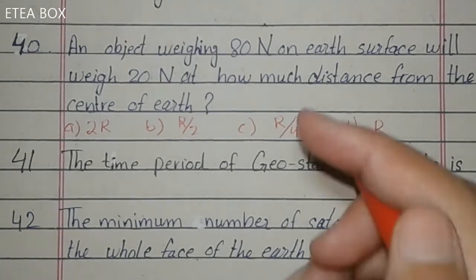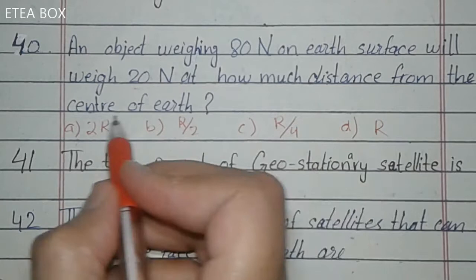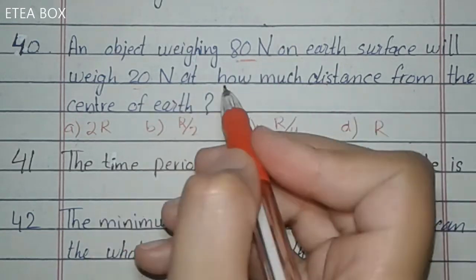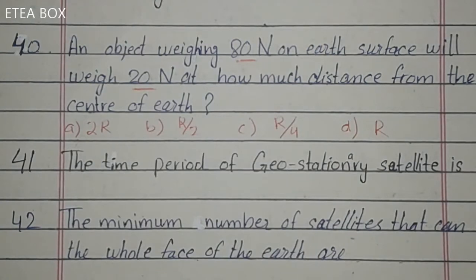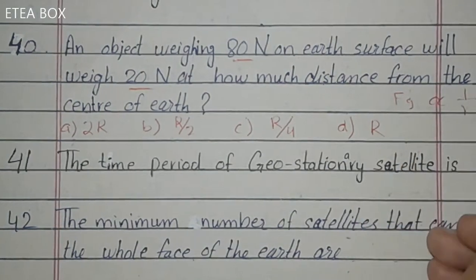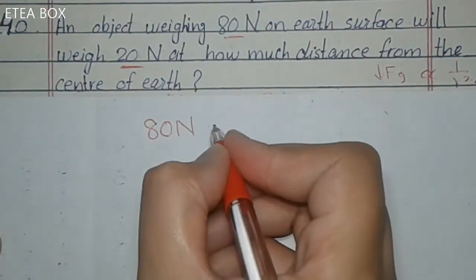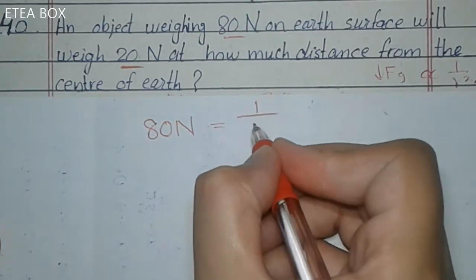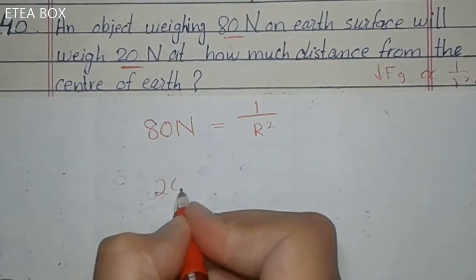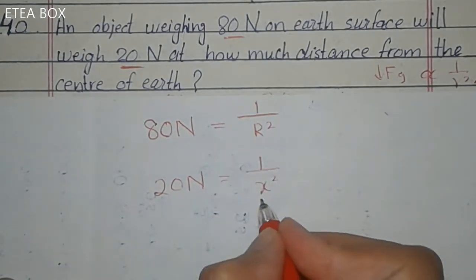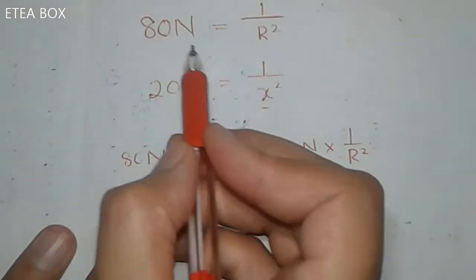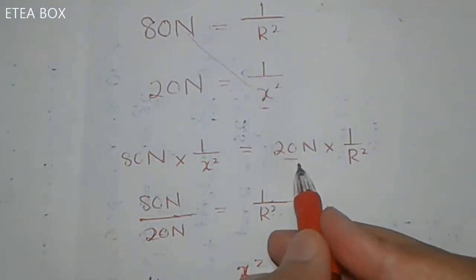An object weighing 80 Newton on Earth's surface will weigh 20 Newton at how much distance from the center of the Earth? So here the options are given. Look, on the surface of the Earth it will weigh 80 Newton, but at how much distance will it be 20 Newton? So here we know that the weight, like force F, is inversely proportional to r square. We know that 80 Newton is on the surface of the Earth, so on the surface it will be 1 over r square for 80 Newton. Then 20 Newton will be 1 over x square because we don't know its value. So just do the cross multiplication here. When we do cross multiplication, we have 80 Newton multiplied by 1 over x square and 20 Newton multiplied by 1 over r square.